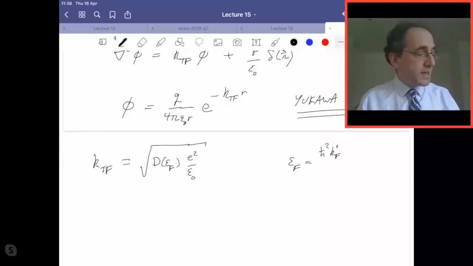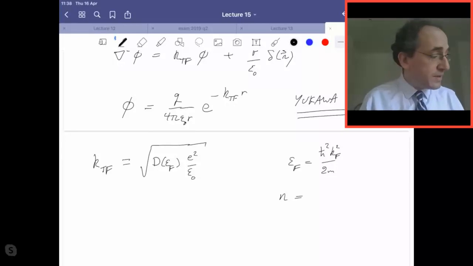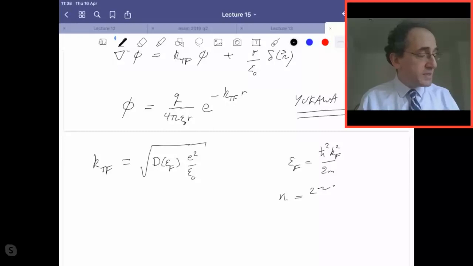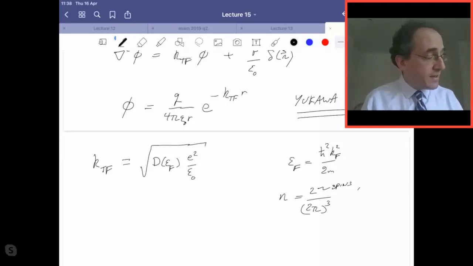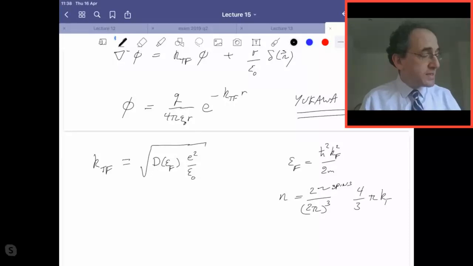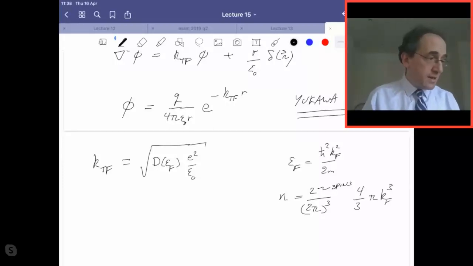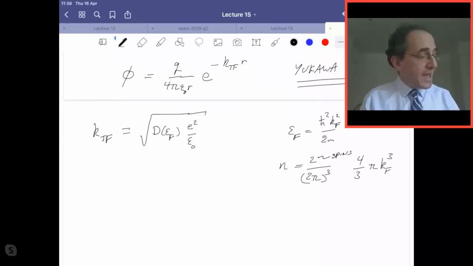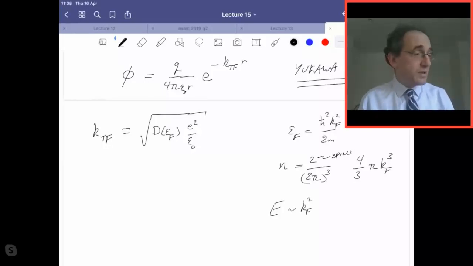E Fermi is k Fermi squared over 2m. We also know that the density in a Fermi liquid is 2, that's for two spins, divided by 2 pi cubed. That's the usual 2 pi cubed you get when you go to k space. And then the volume of a ball in k space of radius the Fermi wave vector is 4/3 pi kF cubed. We're going to need that. The energy of a fermion is proportional to k squared at the Fermi surface, or kF squared, which is then density to the 2/3 power. So I can say dE dN goes as 2/3 E over N.